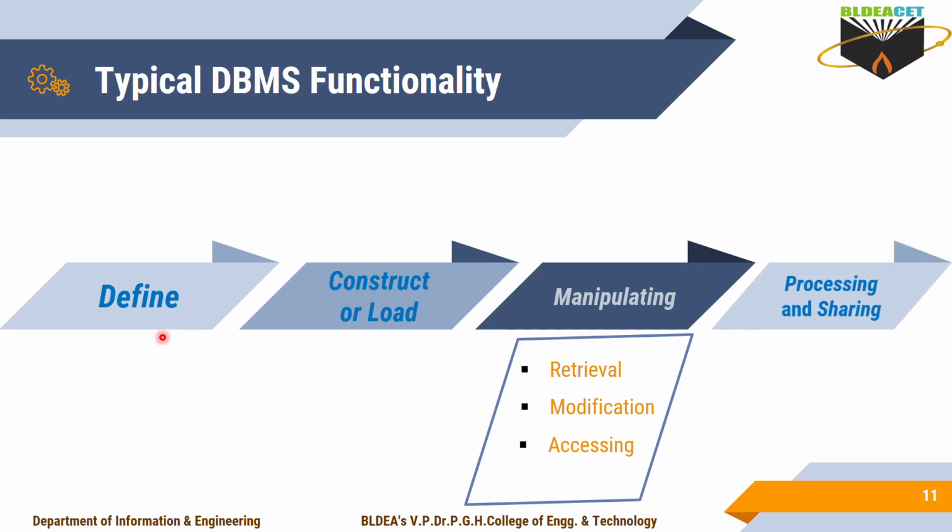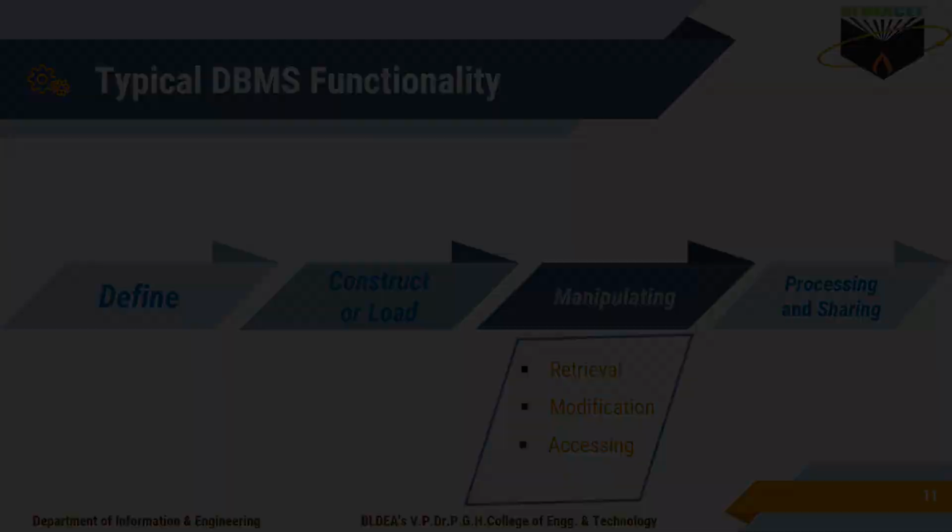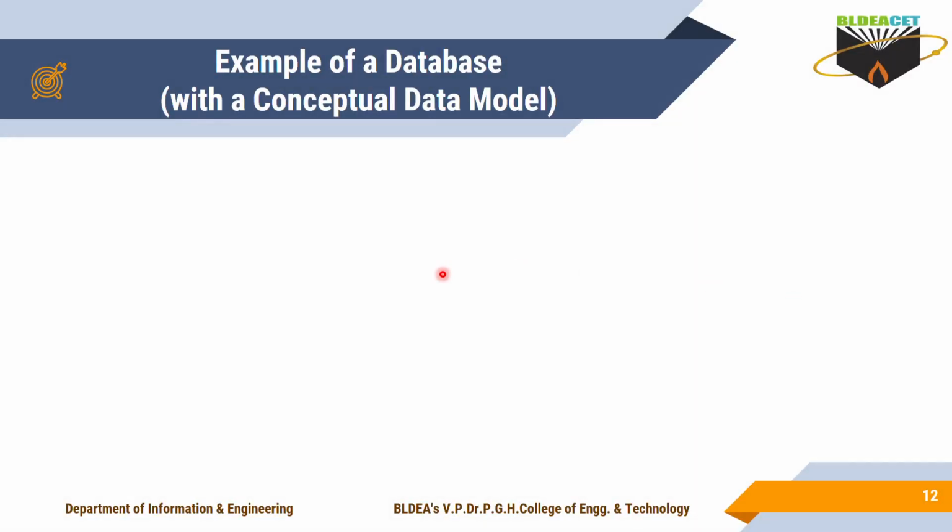So next is processing and sharing. A set of concurrent users and application programmers can access all valid data. So now what is the data you will have? That one you can process, and also you can share the same data with other applications or with other users. Next we'll see some examples of a database.